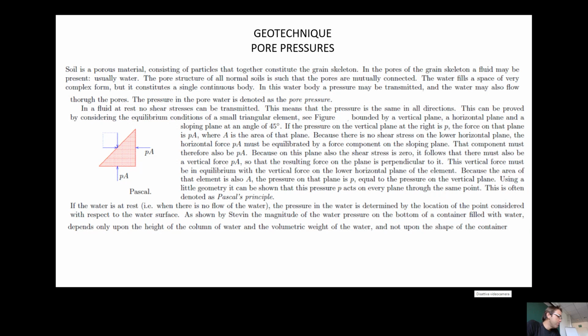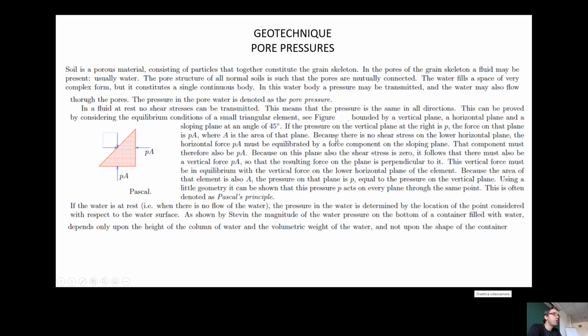Sorry if I already mentioned it before, but we were talking about this pore pressure, the water that is inside the pore. In a fluid at rest, no shear stress can be transmitted since this fluid is resting. This means that the pressure is the same in all directions. Of course, this means that the element of soil is under equilibrium condition, for example, this small triangular element, bounded by a vertical plane, a horizontal plane, and a sloping plane at an angle of 45 degrees.